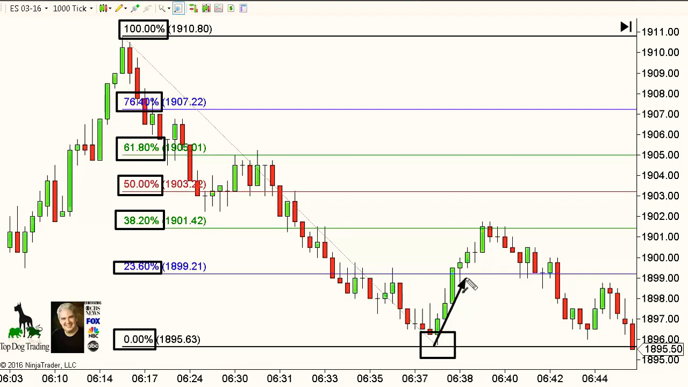Now, here's the tricky part that a lot of people don't talk about with Fibonacci retracements for day trading. By the way, this works for swing trading, it works for E-minis, stocks, forex, whatever. So we come to our first Fibonacci retracement, and these are essentially support resistance levels.